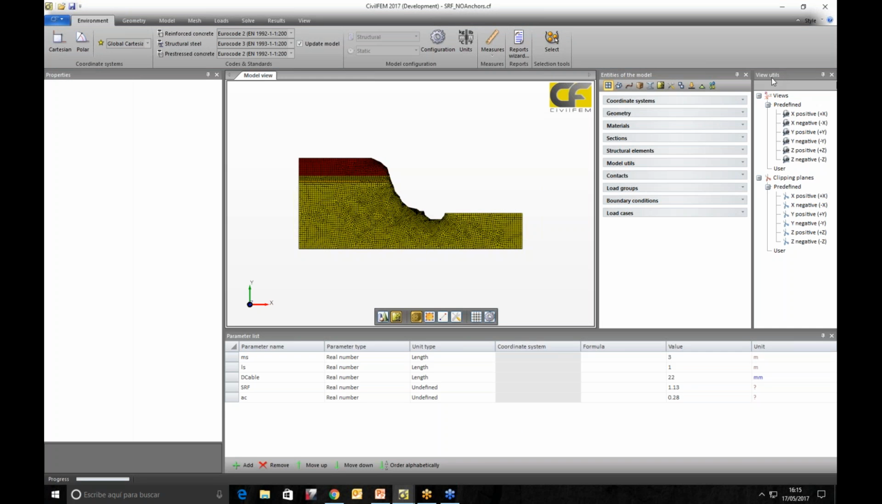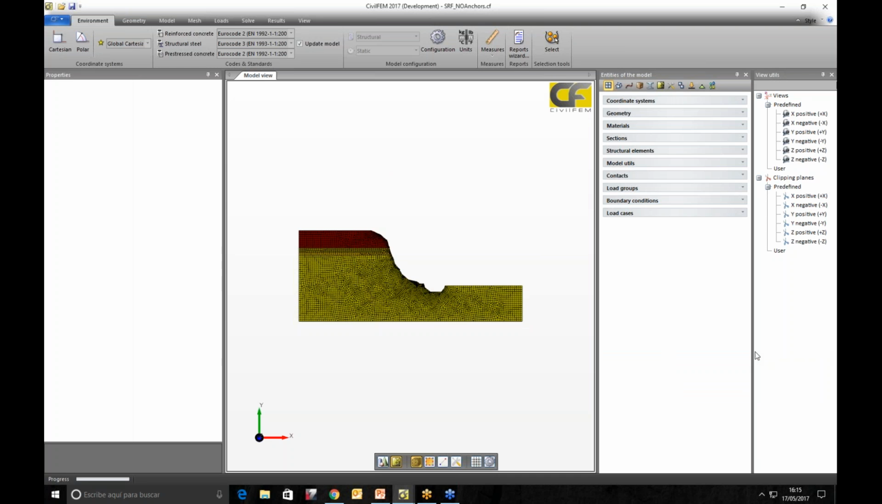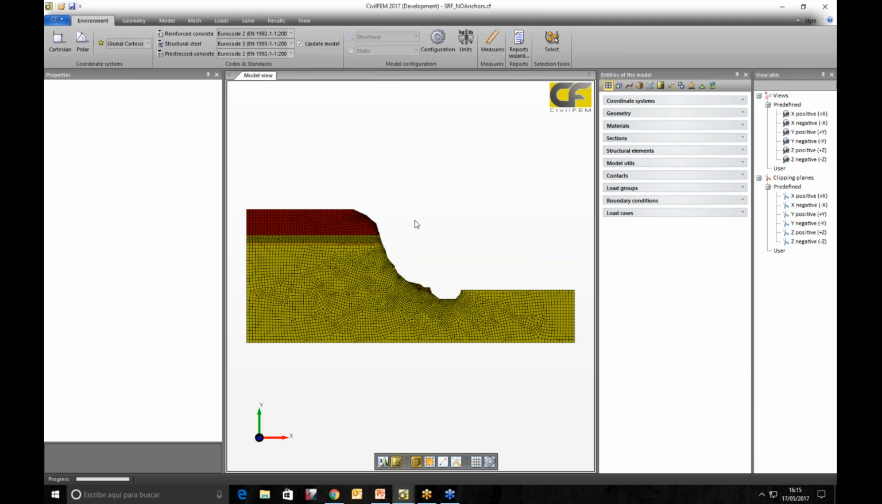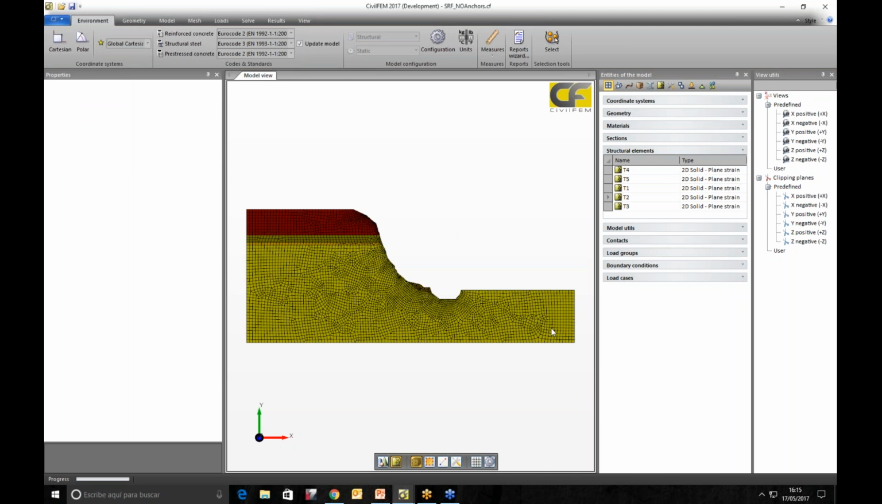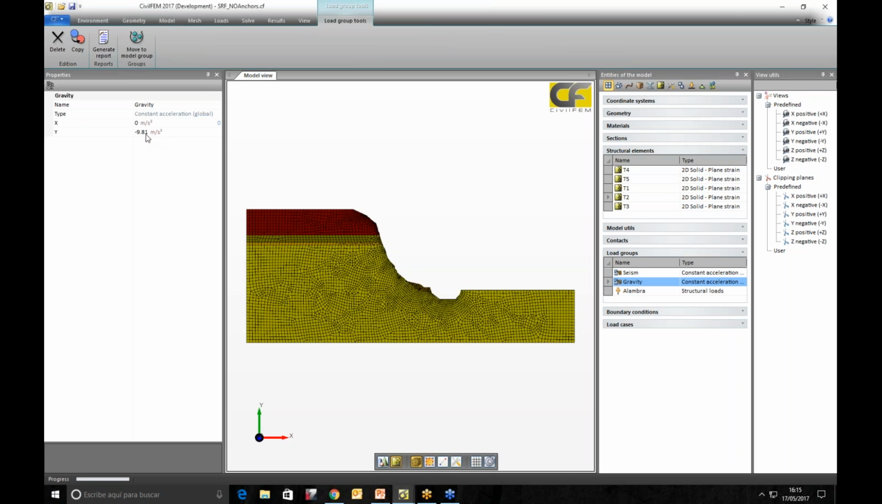You already know this graphical user interface. It's always being updated and improved. Well, this is the model, the 2D slope model, and we have different strata here. The loads we are applying are gravity with a vertical acceleration, and for the seismic loads, we are considering, in this case, only a horizontal acceleration of 0.28 g.